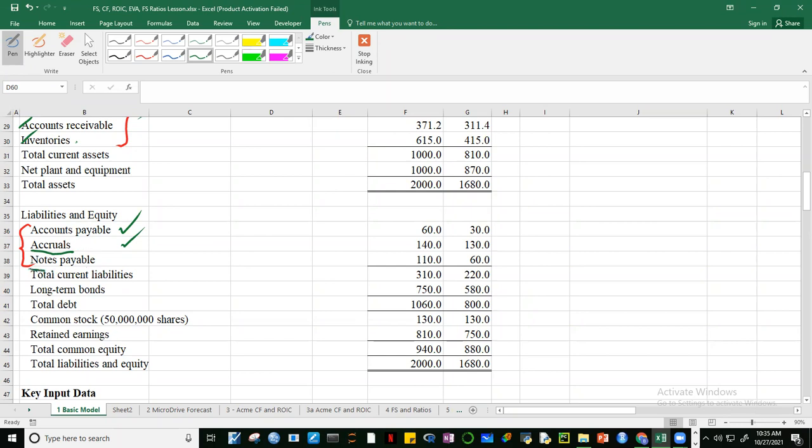And how about this? Notes payable, this is interest bearing. When you say notes payable, there's an interest attached to this. And usually, guys, if it's interest bearing, it's not part of operating activities. It's part of financing. So of all these three current liabilities, accounts payable and accruals are part of operating current liabilities, but this one is not. So only the first two.